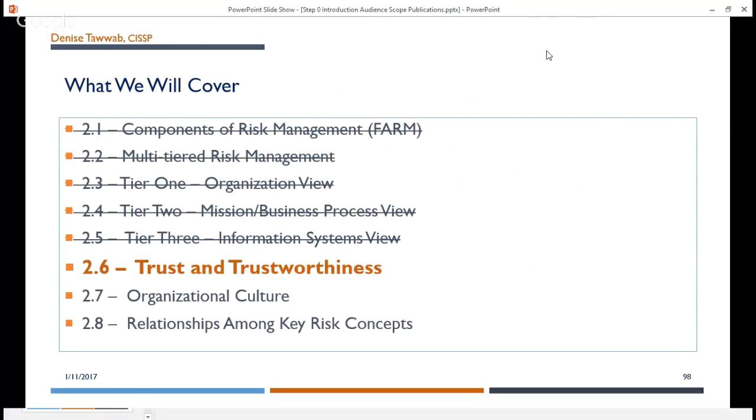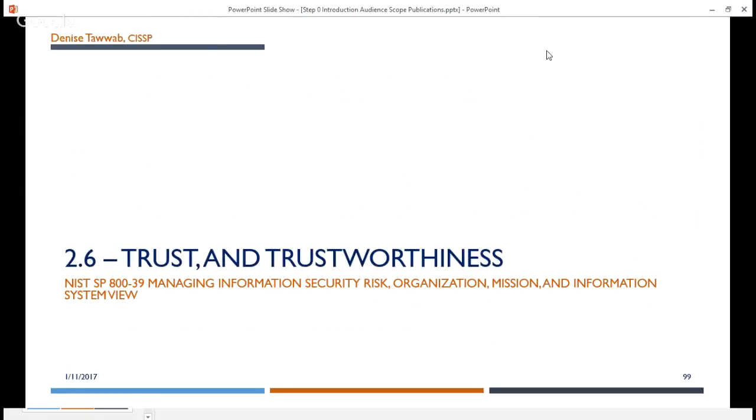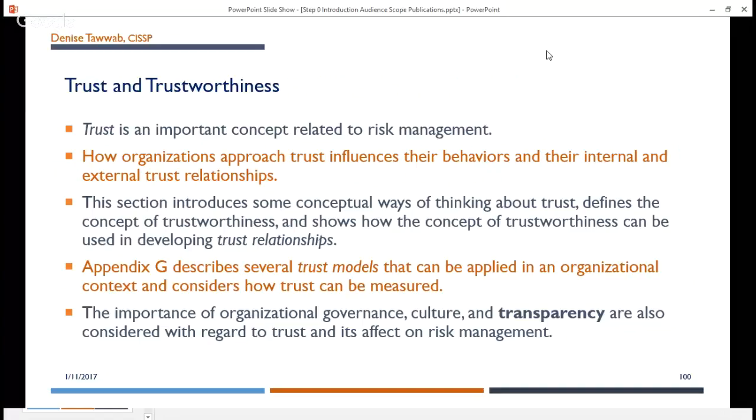So now we're going to move into talking about some risk management concepts. First up, trust and trustworthiness, and then we'll cover organizational culture, and we'll talk about relationships among key risk concepts. Trust and trustworthiness. Trust is an important concept related to risk management. How organizations approach trust influences their behaviors and their internal and external trust relationships. This section introduces some conceptual ways of thinking about trust, defines the concept of trustworthiness, and shows how the concept of trustworthiness can be used in developing trust relationships.